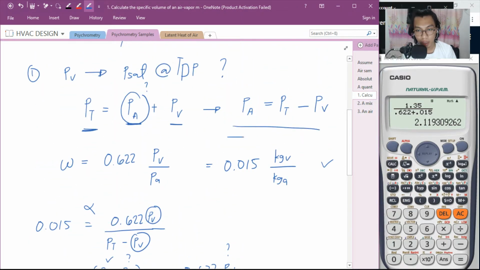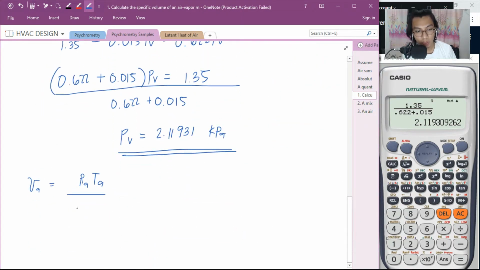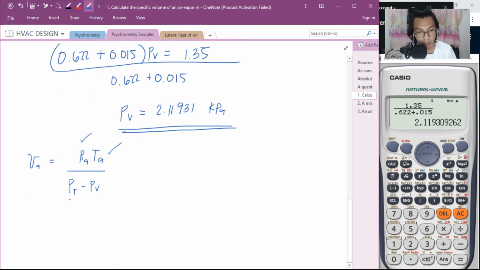So we have an equation for that. This will become PT minus PV. We have R, which is constant for air. We have the temperature, which is given, and it must be absolute. We have PT, and we have PV, which is solved. So the specific volume of the air vapor mixture is R, 0.28708.